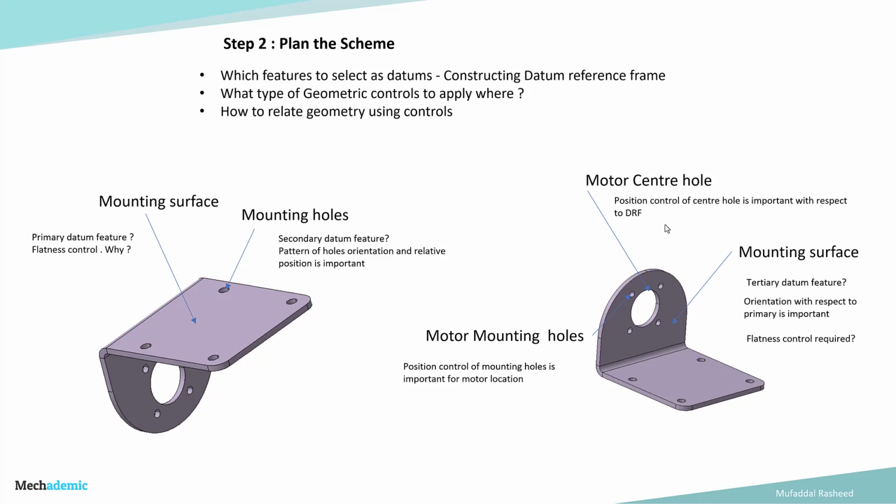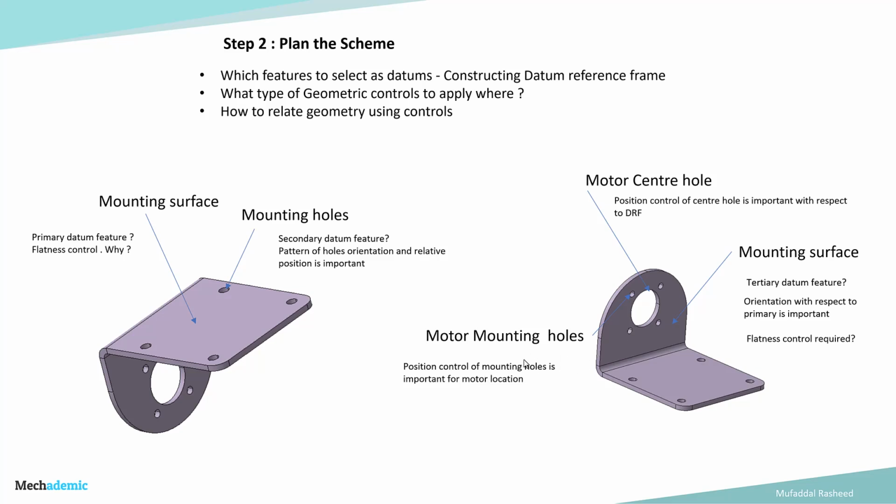Next, we look at the motor center hole. The position of the center hole is also important. It should not deviate much because it is a clearance hole for the shaft of the motor. And the motor mounting holes are of course very important because they decide the location and the orientation of the motor. So position control of the mounting holes is also important for motor location.